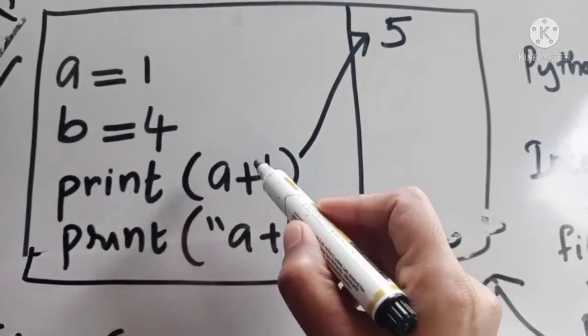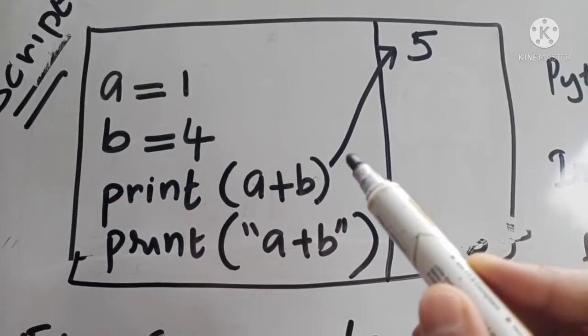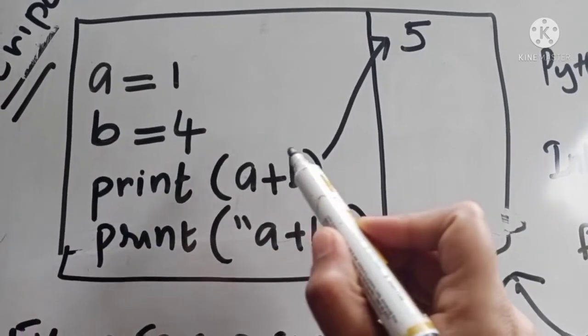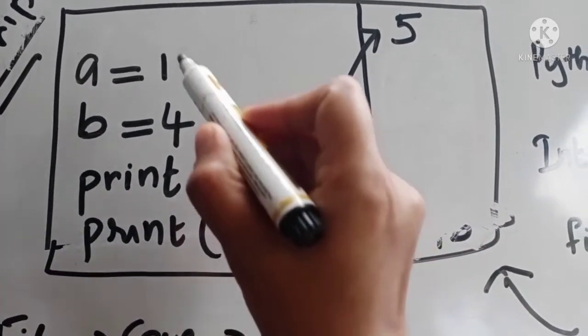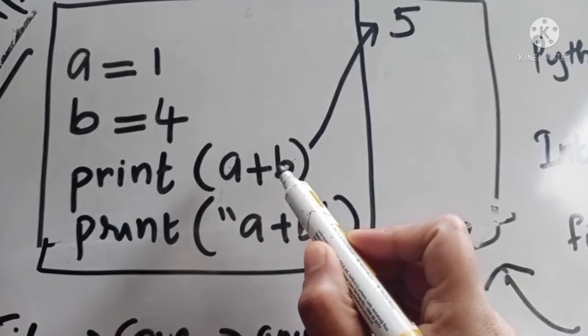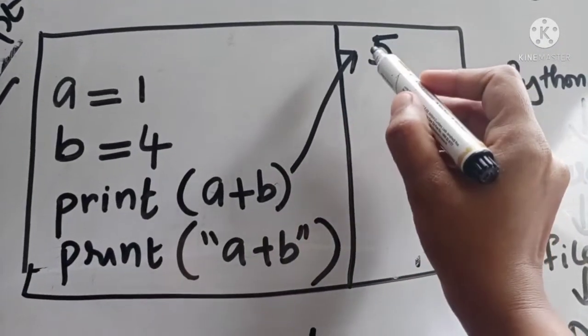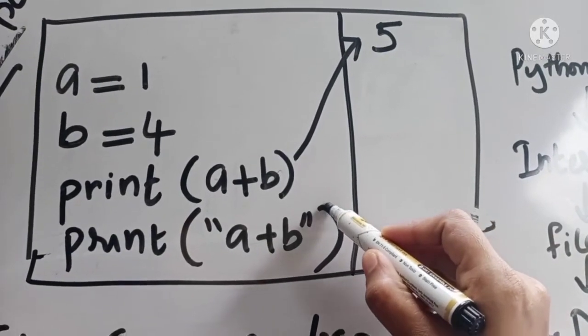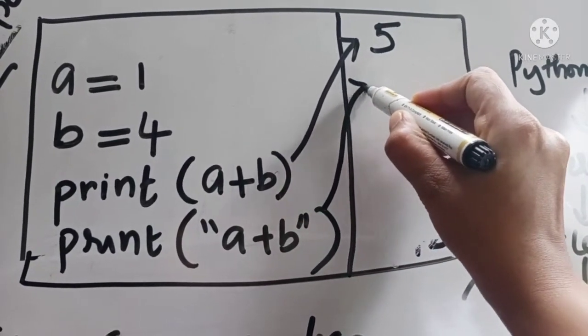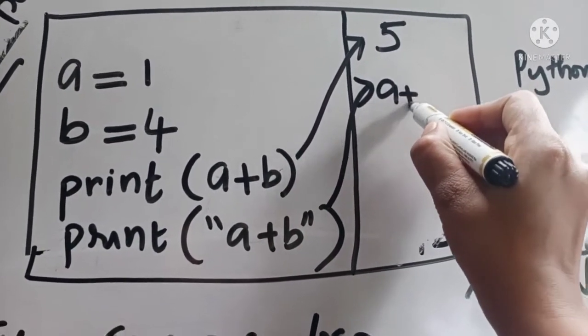The values will be added. Remember, if you are not giving double quotes, what will happen? If there are any values for A and B, they will be added. The result will be 5. And what will happen in the second line? It will print A plus B.